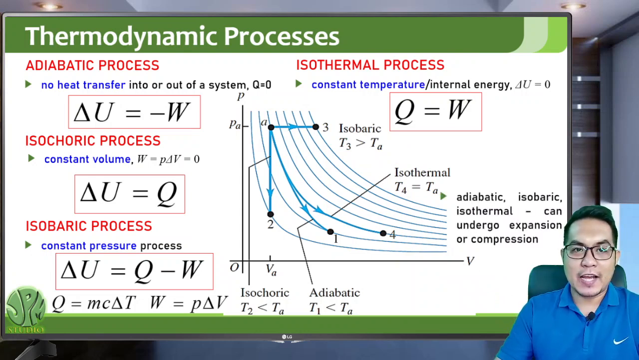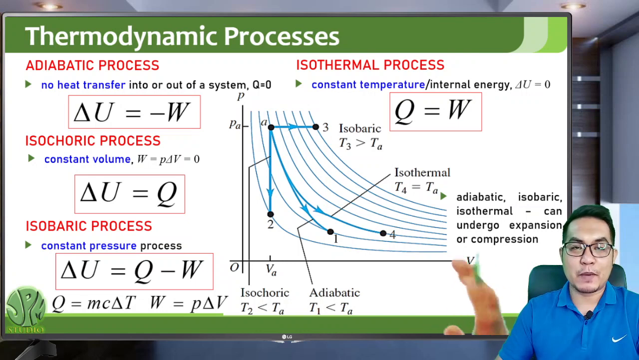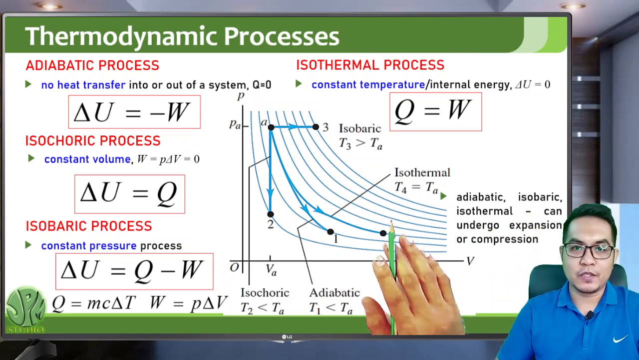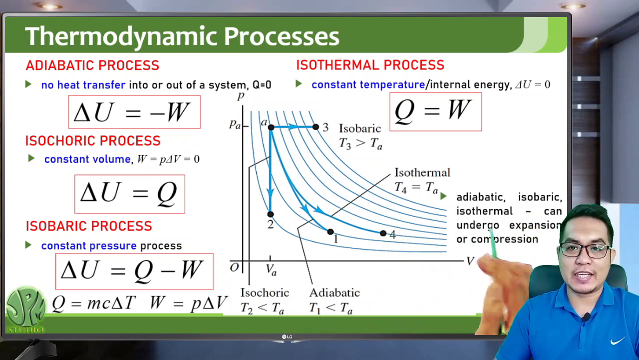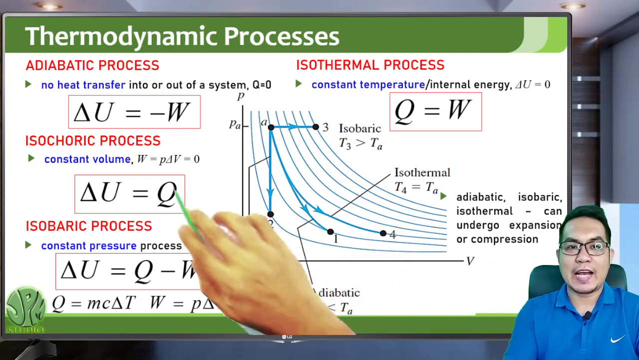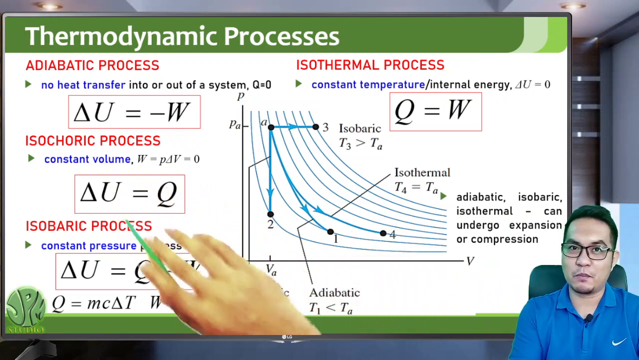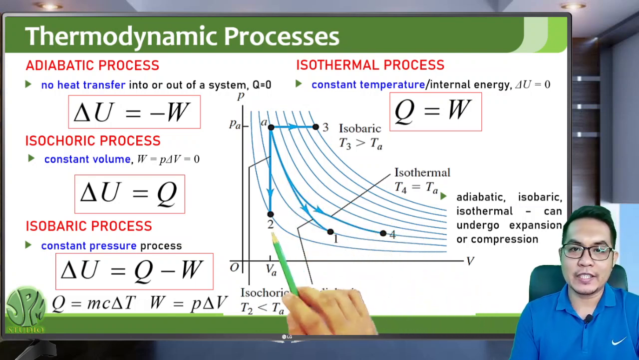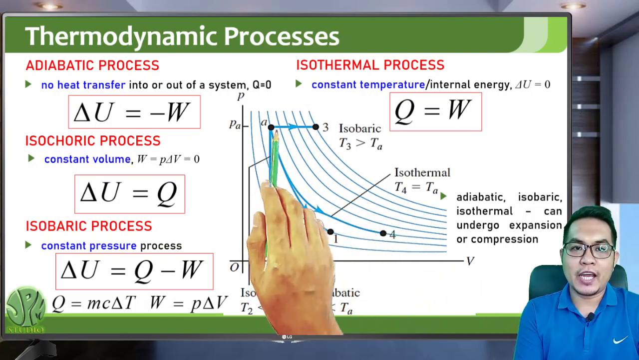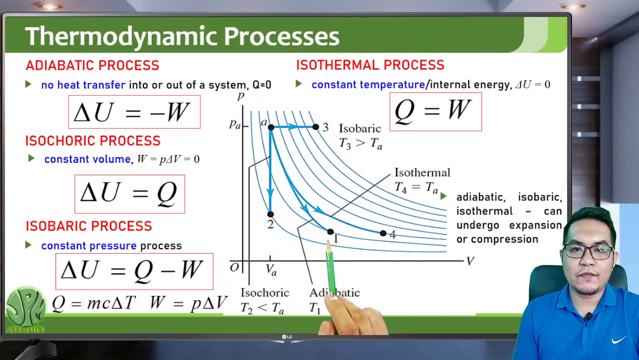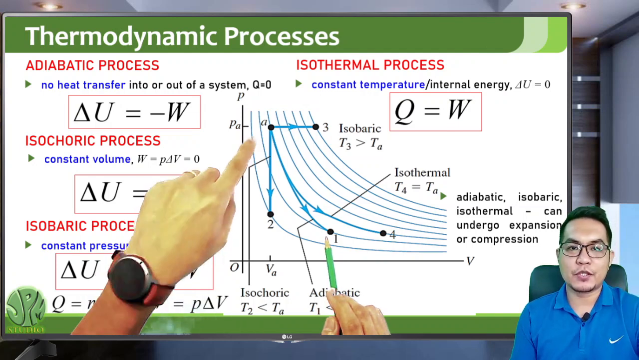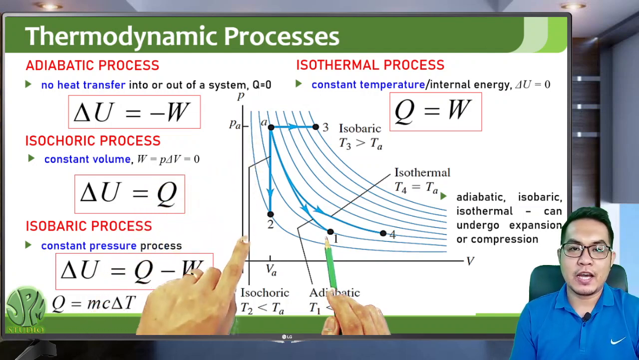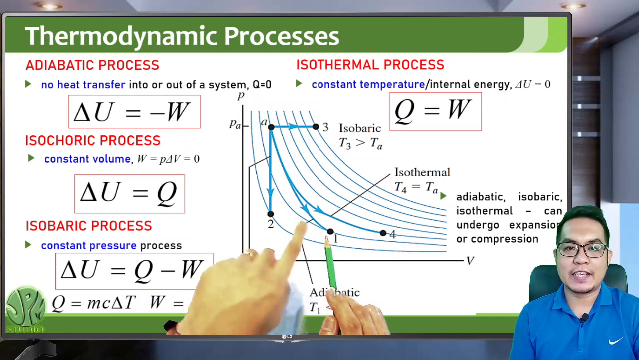Adiabatic, isobaric, and isothermal processes can undergo expansion or compression because there are volume changes in this example. Only the isochoric process has constant volume, meaning it neither expands nor compresses. Okay. The process A21 is an adiabatic process. In an adiabatic process, the pressure changes, the volume changes, and the temperature changes.